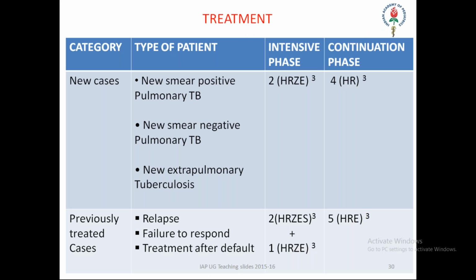So coming to the treatment part. We categorize the cases now. Only two categories are there: new cases and previously treated cases. In new cases, the types of patient are newly smear positive pulmonary TB, new smear negative pulmonary TB, and new extrapulmonary tuberculosis. We have an intensive phase and a continuation phase. Intensive phase is 2 HRZE and continuation is 4 months of HR. That is, I am discussing the thrice weekly regimen.